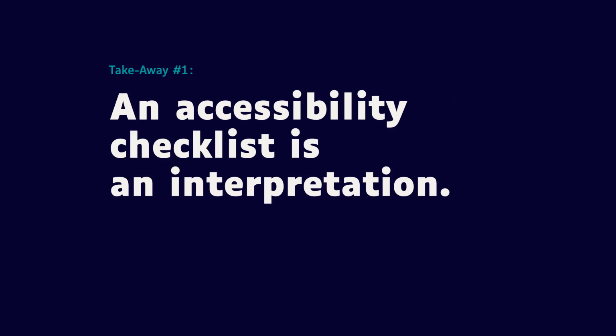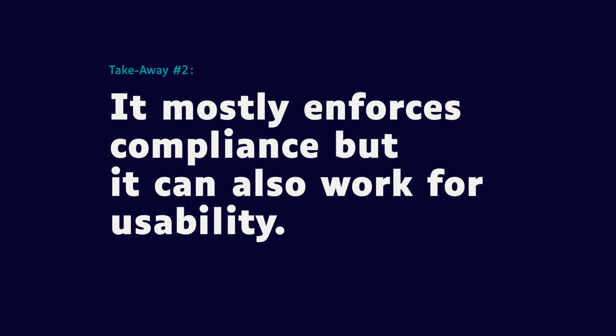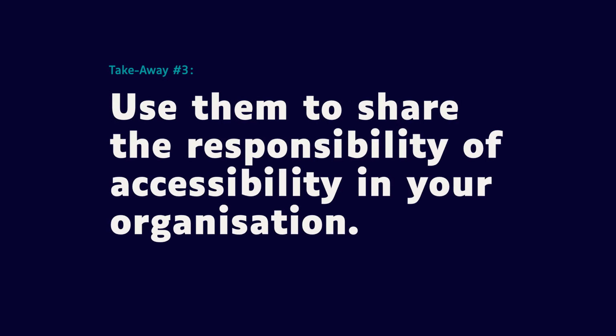My takeaways are: an accessibility checklist is an interpretation. It's also an accessible checklist. Be aware when you're crafting your own, prefer the WCAG sources to start creating your requirements, even if it doesn't prevent you from looking at how other organizations do it. The second one would be, it mostly enforces compliance, but it can also work with usability, depending on how you are updating your living document and working with it.